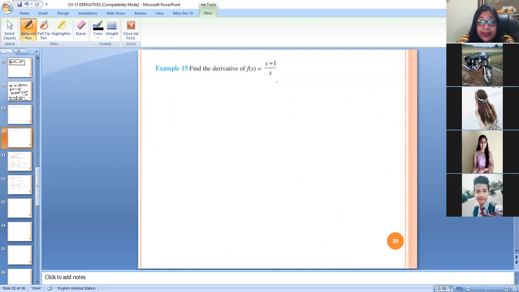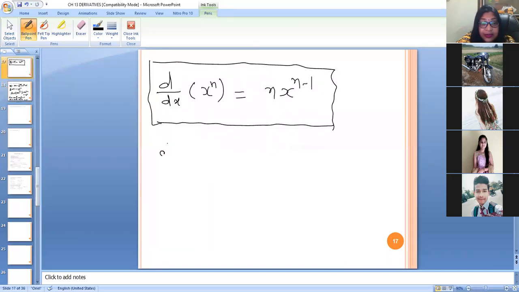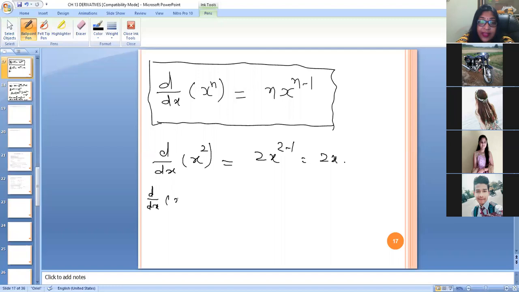Okay. Now there is one question. We will be solving a few questions. Now derivative of x square using this formula will be 2x raised to power 2 minus 1, that is 2x. Derivative of x we have done earlier. Power 1, x raised to power 1 minus 1, x raised to power 0, is equal to 1.